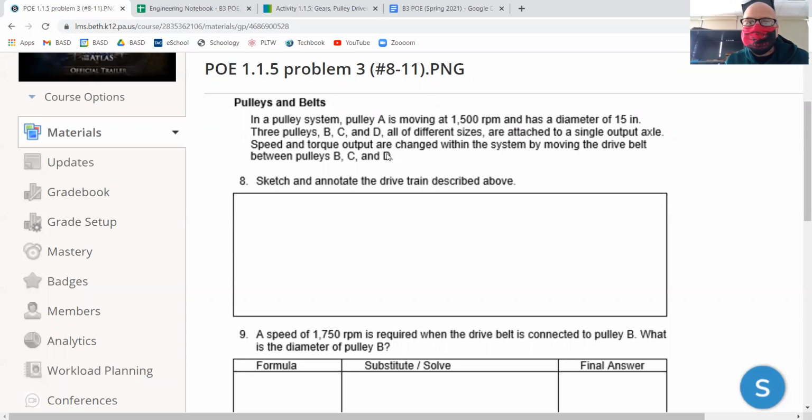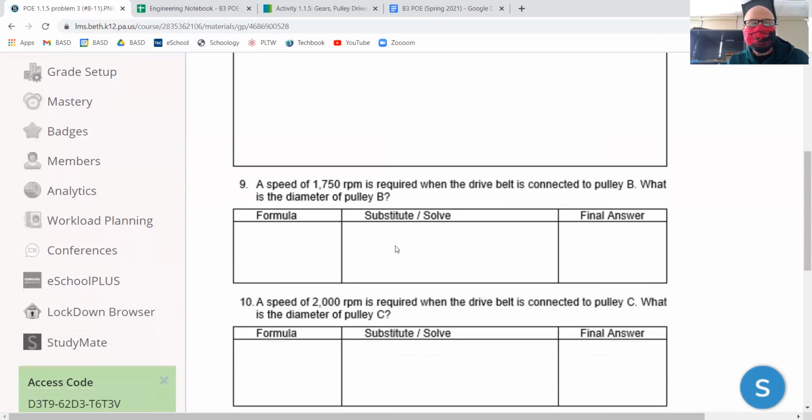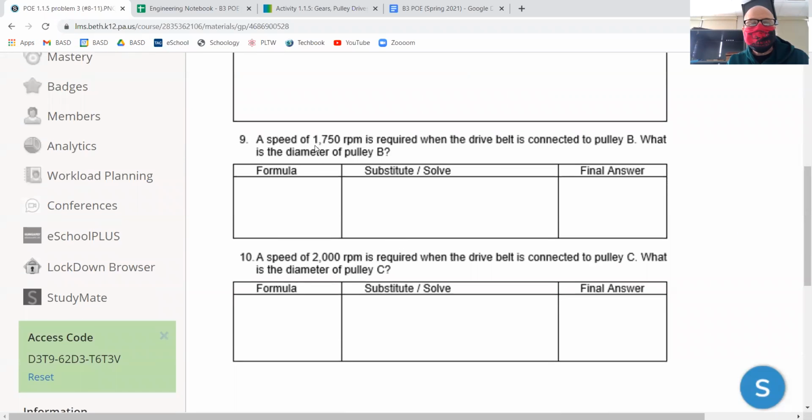And then it says the pulleys are attached. I already got that. If I scroll down to the next part of this, it says the speed of 1,750 RPM is required when the belt is connected to B. What is the diameter of B?